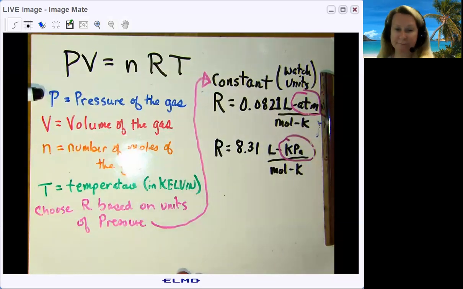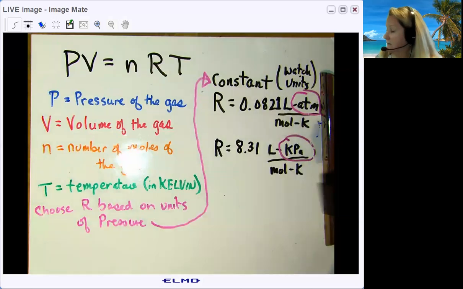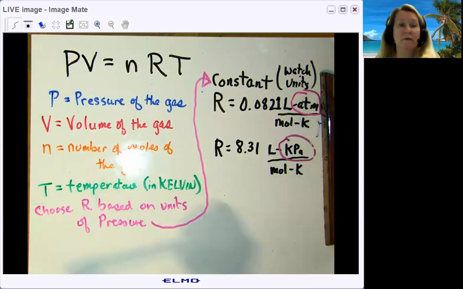So P is pressure. Pay attention to the units. V is the volume of the gas, and no matter what volume you're given, you want to convert it to liters. Why? Both values of R I have here are in liters. You always want your units to match up so that your calculation is appropriate. So if I give you milliliters, you need to turn that into liters.